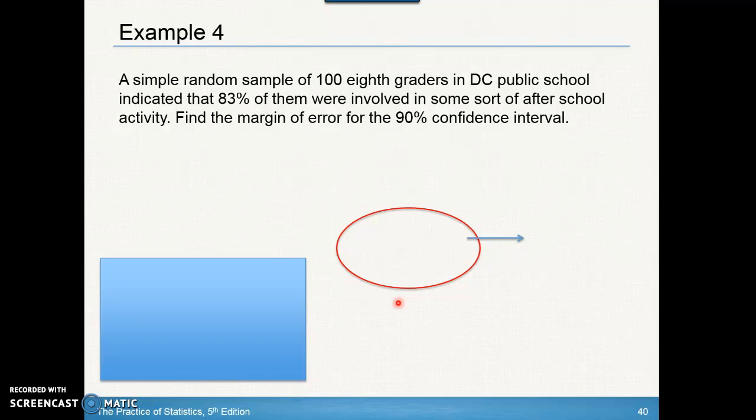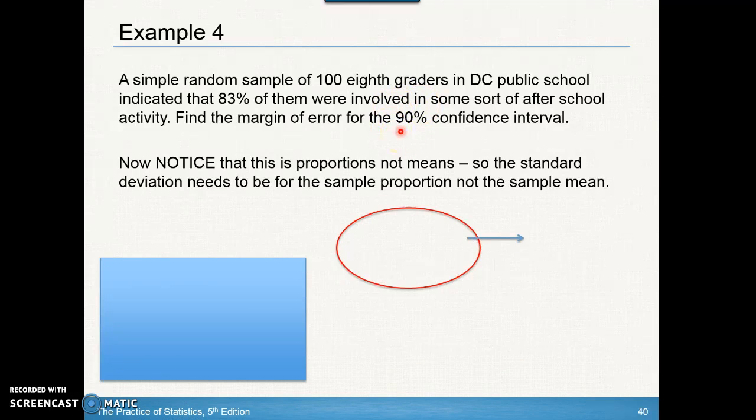Okay, so a simple random sample of 100 8th graders in the DC public school indicated that 83% of them were involved in some sort of after-school activity. We want to find the margin of error for a 90% confidence interval. All right, so number one, notice that this one is talking about proportions, not means. So you want to read the question and be able to understand whether we're discussing means or proportions. Since it said 83% of them were involved in some sort of after-school activity, you need to think to yourself, okay, that's a categorical variable, therefore that's talking about proportions, not about means.